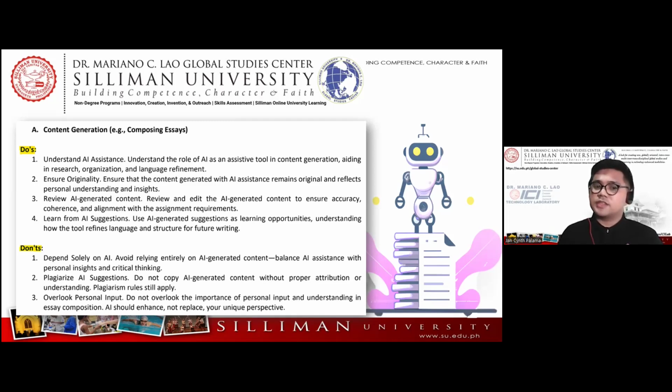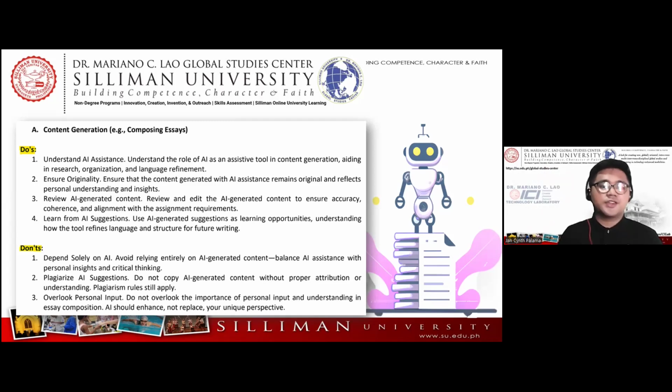And the role of artificial intelligence is only as a learning tool, right? So understand the role of artificial intelligence as an assistive tool in content generation for research, organization, and language refinement. I want you to recognize the importance of AI, and aside from recognizing it, also understand that AI is only our assistant, and that, of course, it does not replace our unique thinking, our unique ideas.